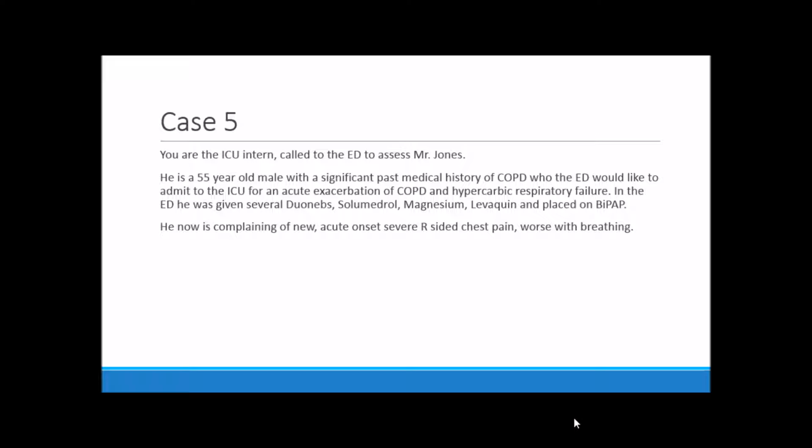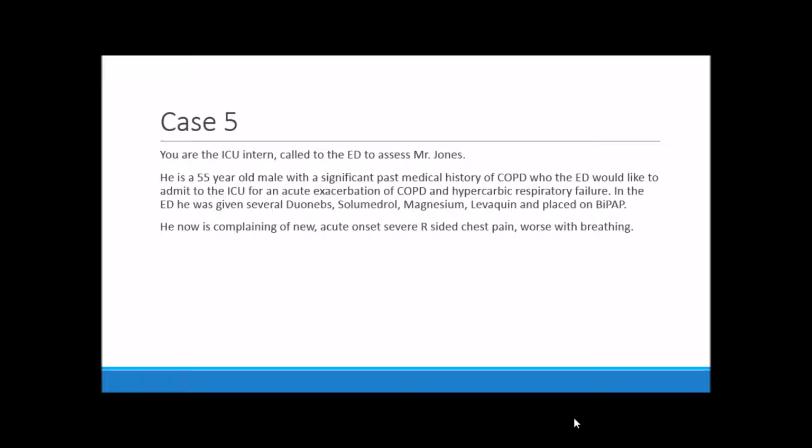You're the ICU intern, and you're called to the ED to assess Mr. Jones. He's 55. He has a significant past medical history of COPD. And he comes in with an acute exacerbation and hypercarbic respiratory failure. In the ED, he gets several DuoNebs, Solu-Medrol, magnesium, Levaquin, and is put on BiPAP. He did well, but now he's complaining of new acute onset right-sided chest pain worse with breathing. Is there a big 7 on your list here? Good. What is it? Tension pneumothorax.